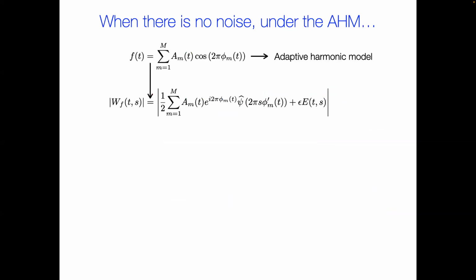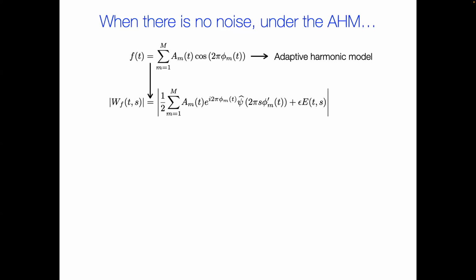Suppose we have some adaptive harmonic function with m components. And we made some assumptions, for example, the frequencies do not overlap, there is sufficient separation, and so on. Some technical, mild assumptions. And then you do the continuous wavelet transform, W f. You can write it on the right-hand side, which, based on the assumption, is relatively easy to see.